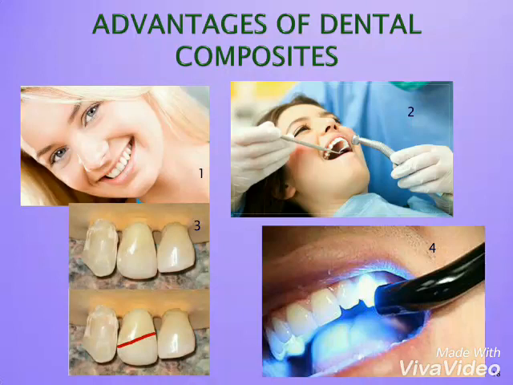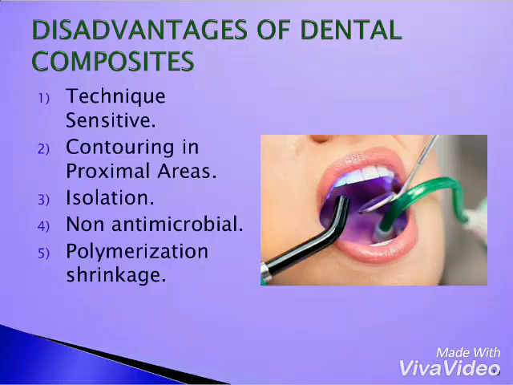Now, talking about the disadvantages of dental composite, the first and major disadvantage is polymerization shrinkage. As I told you, one of the components is polymer, and we know that whenever the polymerization reaction takes place, polymerization shrinkage is bound to occur. Due to this shrinkage, stresses may occur inside the restoration, and these stresses lead to debonding of the restoration from the tooth structure.